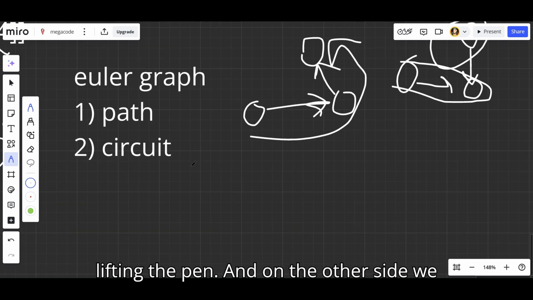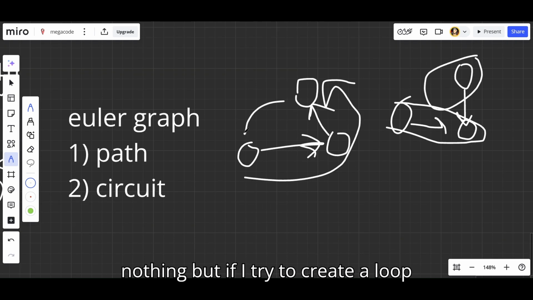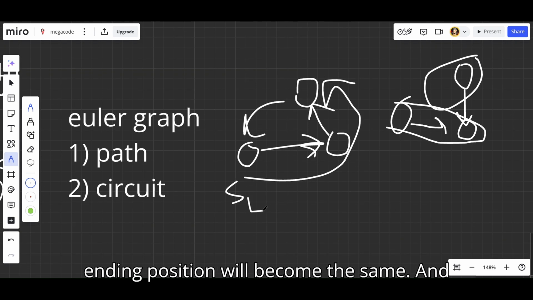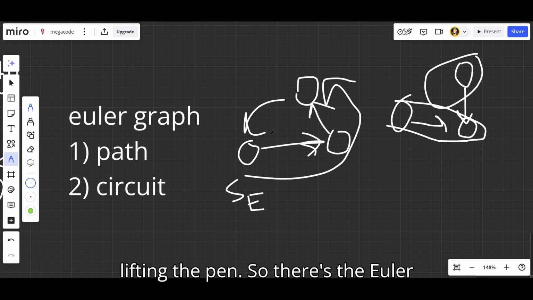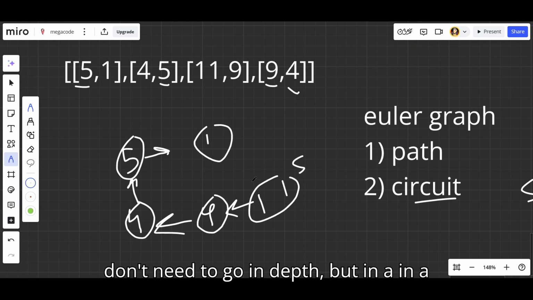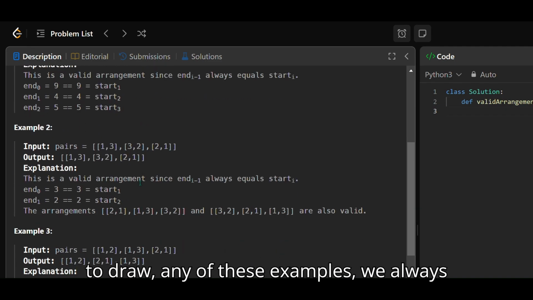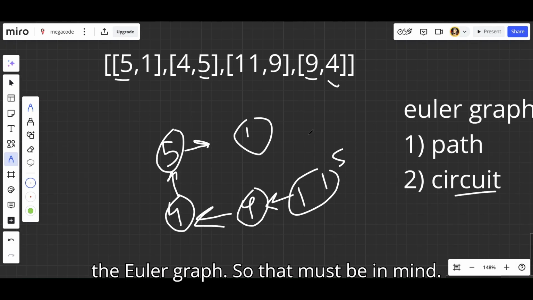On the other side, we have a circuit. In a circuit, if I try to create a loop, the starting position and the ending position will become the same. And also we are able to travel all over the graph without lifting the pen. So that's the Euler graph. You don't need to go in depth, but in our question, whatever graph you draw, we are always going to deal with this kind of graph, the Euler graph. So keep that in mind.